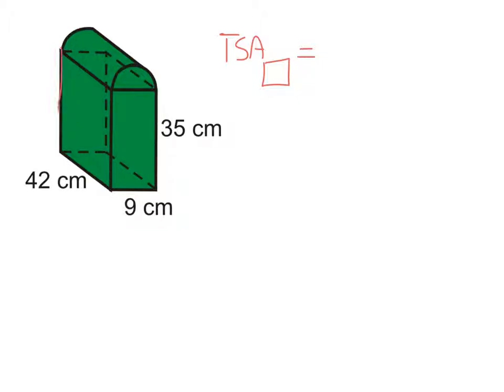So if I look at, say, the front of it, this rectangle here, there's one just like it at the back.